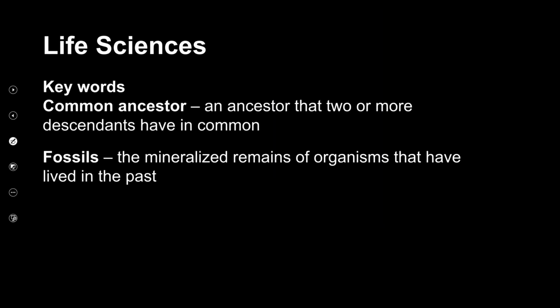So let's start off with the key words. As I've already mentioned, terminology is key, and to understand the concepts and the content, we must know what the key words or terms mean. A common ancestor is an ancestor that has two or more descendants. Fossils, as we studied in grade 10, are mineralized remains of organisms that have lived in the past. So all we have left is the actual fossilized remains.